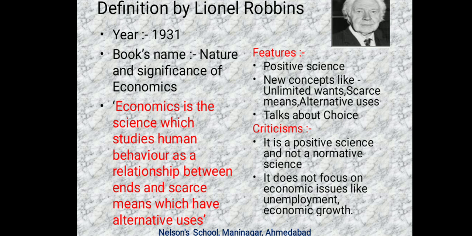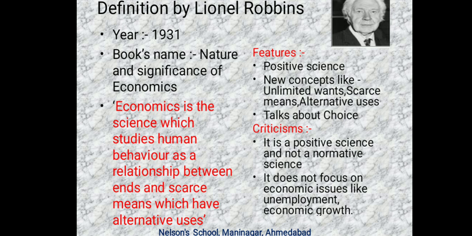In 1931, in his book An Essay on the Nature and Significance of Economic Science, his definition was given in terms of scarcity. The definition that he gave was: how to allocate limited resources which have alternative uses in the satisfaction of recurring and unlimited wants in order to increase the well-being in a society.